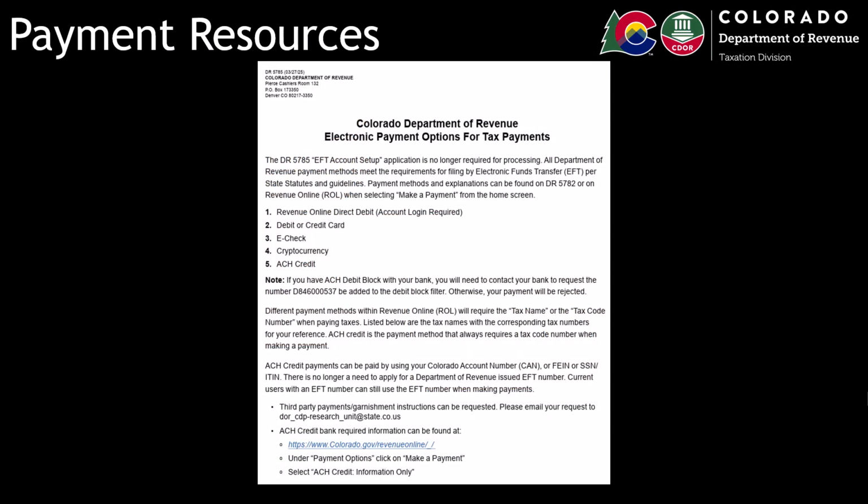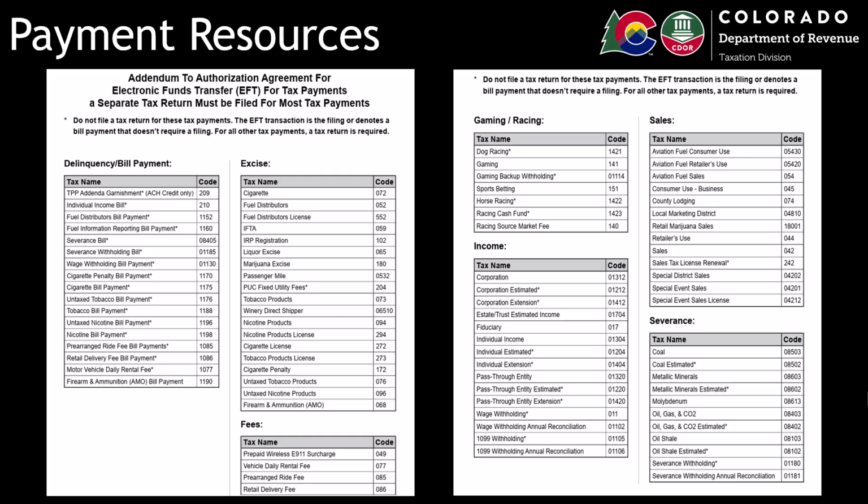To apply ACH credit payments to the correct tax type and situation, please reference Form DR 5785 for important payment codes. Payment codes related to W-2 wage withholding include 01130 to make a wage withholding bill payment towards penalty and interest on a late filed return or payment.